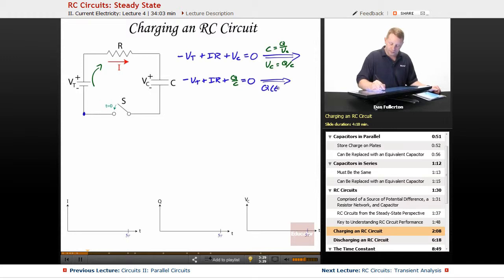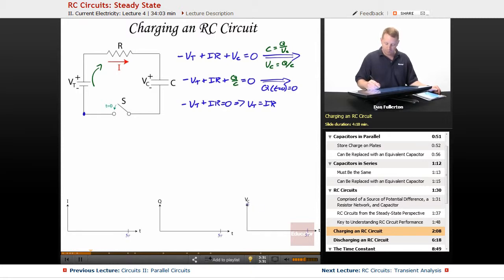But we also said at time t equals 0, when we first close that switch, the charge on our capacitor is going to be equal to 0. It's uncharged. So that simplifies our analysis a little bit, and we have minus VT plus IR equals 0, which implies that VT equals IR. Probably not a surprise. VC, therefore, must equal 0.